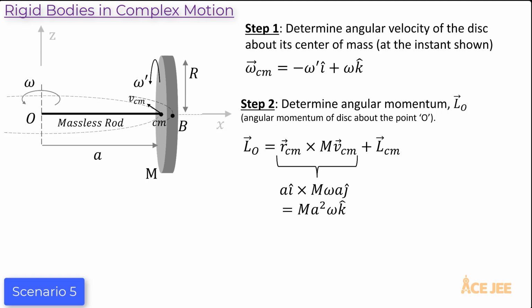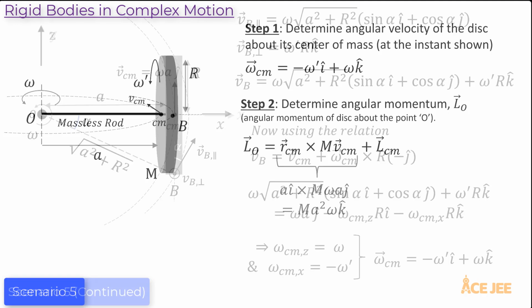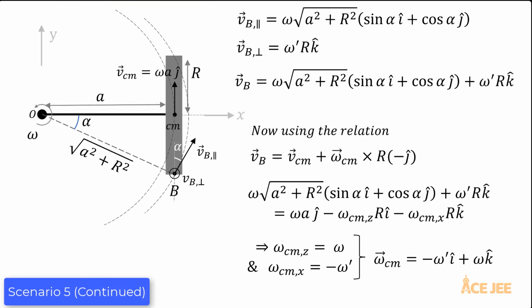Now, as for the angular momentum of the disk about its center of mass, let's first establish the angular velocity of the disk. So note that omega dash is the angular velocity of the disk about the x-axis, but what about the angular velocity of the disk with respect to the center of mass about the z-axis? Well, that is omega. But how do you determine that? Well, you can do so algebraically using velocity of point B equals velocity of the center of mass of the disk plus omega_CM cross r, like we have done in some of the previous scenarios. But the involved math might seem tricky.